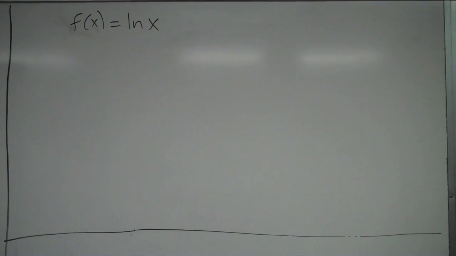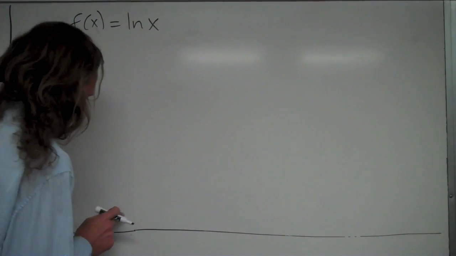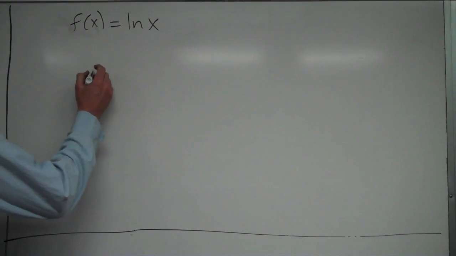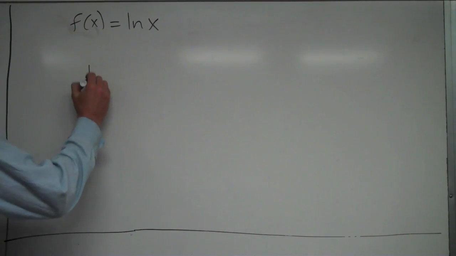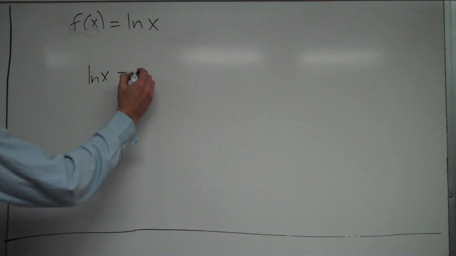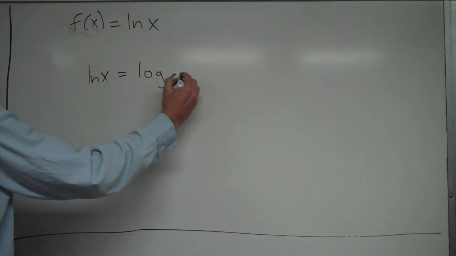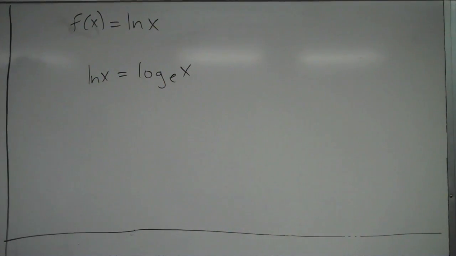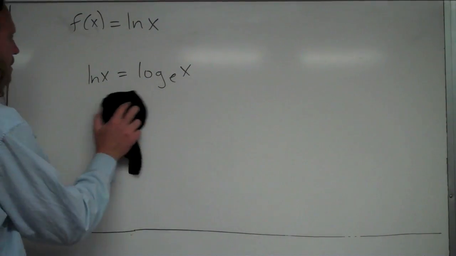I'd like to talk a little bit about the function natural log of x. The natural log function is just a logarithmic function base e. What I mean by that is ln x is the same thing as log base e of x. It's just used so commonly that it gets its own special name, natural log of x. That's all this really is.